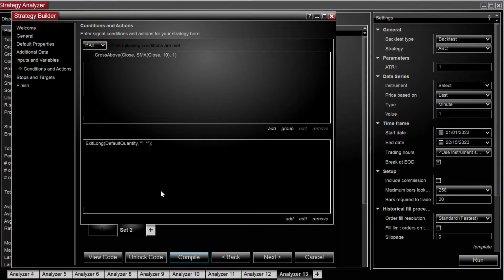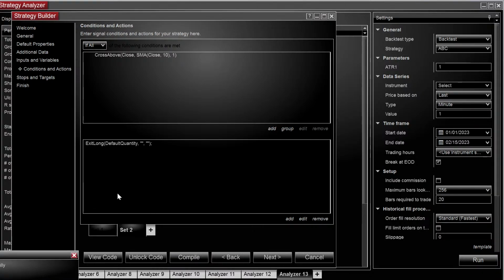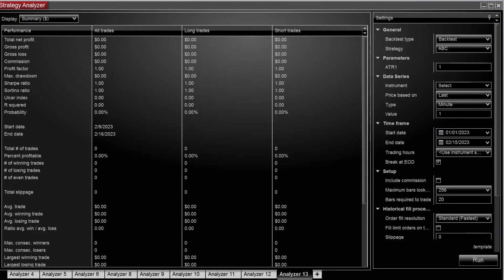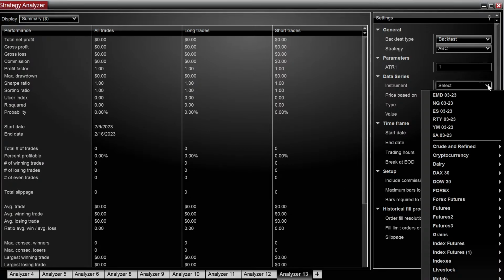Let's go ahead and compile that and see how it looks on the chart. I guess we'll go ahead and start it off on the daily.